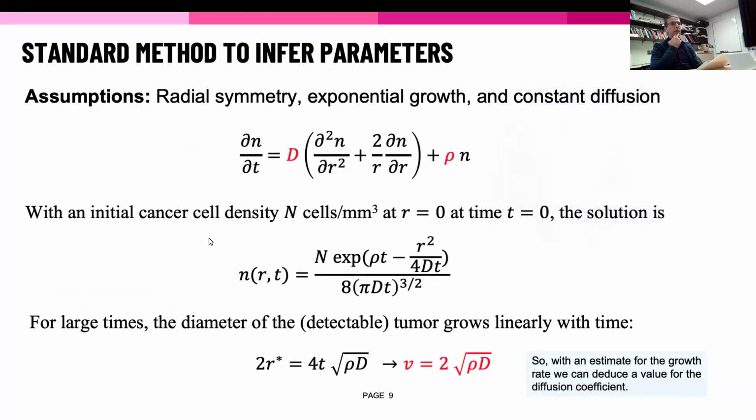The standard method to infer these parameters relies on some assumptions. If we assume radial symmetry and exponential growth instead of logistic and constant diffusion, then the PDE will be reduced to a simpler form that can be solved with a straightforward initial condition. And then for large times, the diameter of the detectable tumor, assuming that it grows linearly with time, allows us to obtain the relationship between the velocity and diffusion coefficient. Now, with an estimate for the growth rate and the velocity, we can derive a value for the diffusion coefficient. As I mentioned, this method depends on several approximations, and it's sensitive to noise and relies on human measurements.